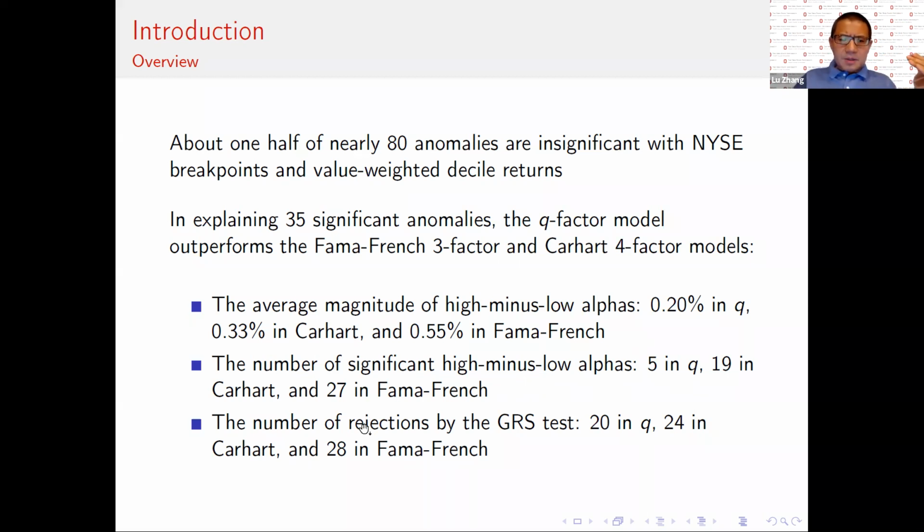Finally, in terms of the number of rejections by the Gibbons, Ross, and Shanken 1989 F-test, which tests whether the alphas of a given set of deciles are jointly zero, so this is a set of 10 alphas at the same time being jointly zero, our model, the Q factor model, can be rejected 20 times, so there are 20 rejections out of 35. The Carhart four-factor model can be rejected 24 times, and then there are 28 rejections in the Fama-French three-factor model.